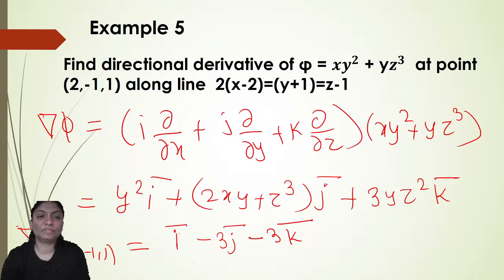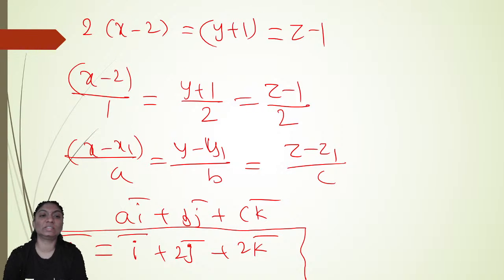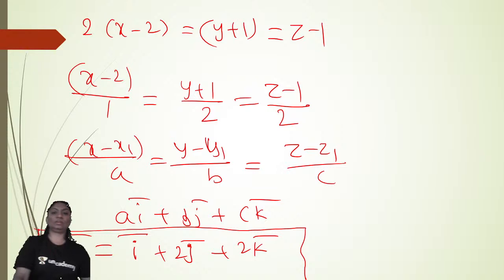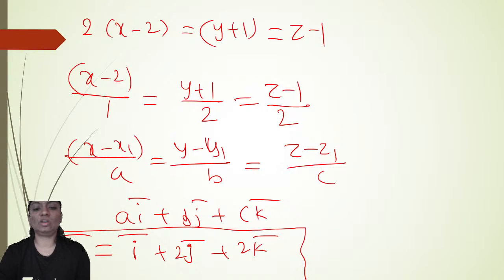Now, fifth one, whenever the function phi is given and the line is given, we will convert it into the standard equation of a line, that is (x minus x1)/a = (y minus y1)/b = (z minus z1)/c, as the direction ratios. So the vector along this line is a i plus b j plus c k. So here a is equal to 1, b is equal to 2, c is equal to 2. So you will get vector a bar is equal to this.